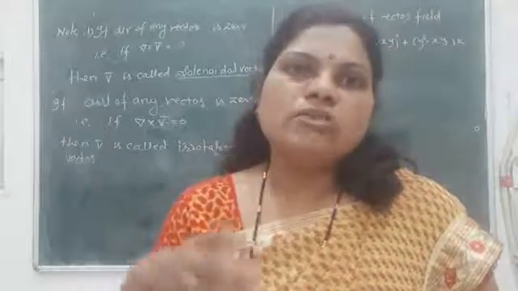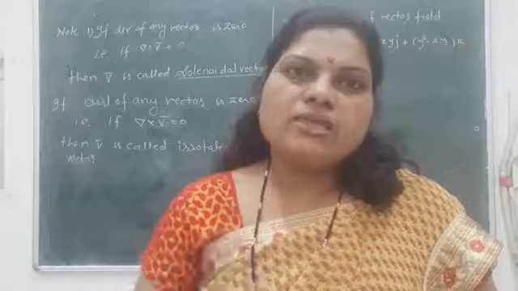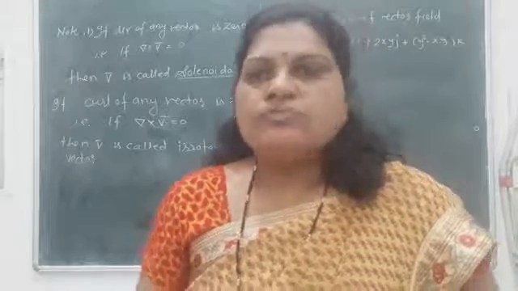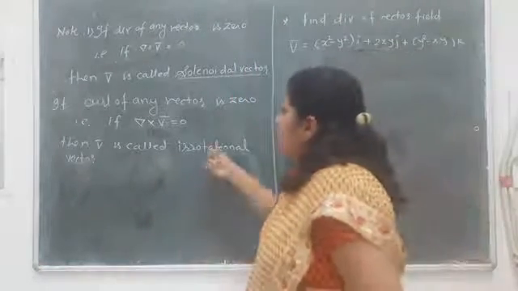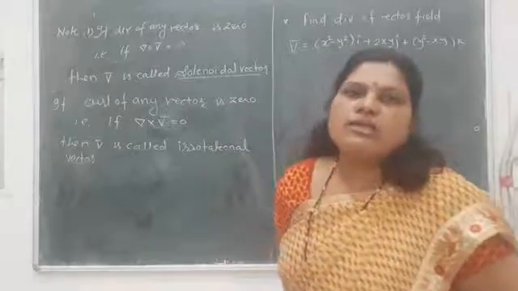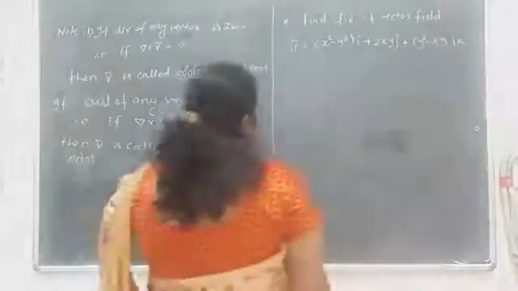That's why it is called irrotational. So the flow is in one direction, there is no rotation. That is the example of irrotational and solenoidal, and we will see the problems on that.